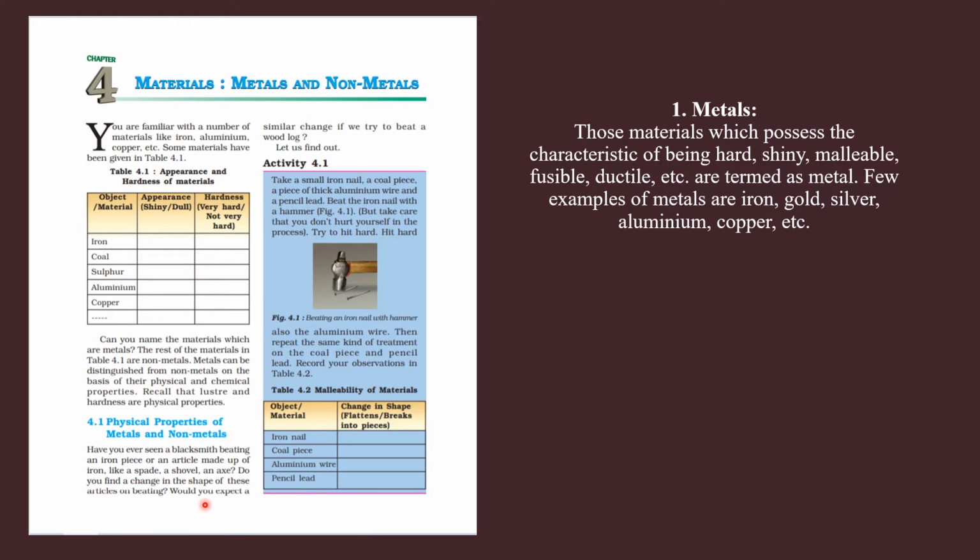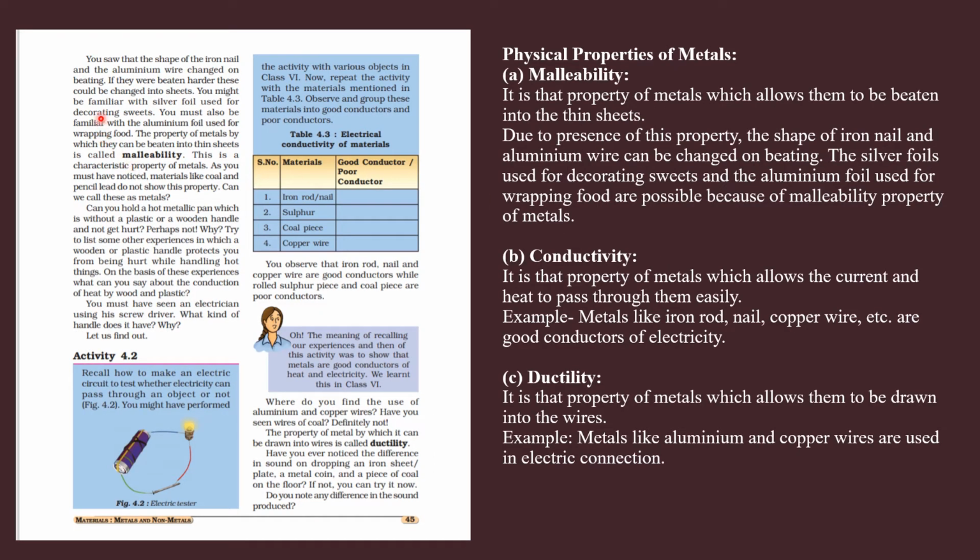Can we expect that if we beat a wood log, there may be a change? Can we expect that if we beat a coal, there may be a change? No, we can't expect it. This property is known as malleability, where we beat it and can easily give it a shape. You can also see that the shape of an iron nail or aluminium wire can change when we beat them.